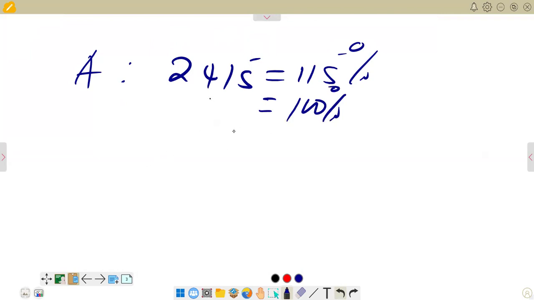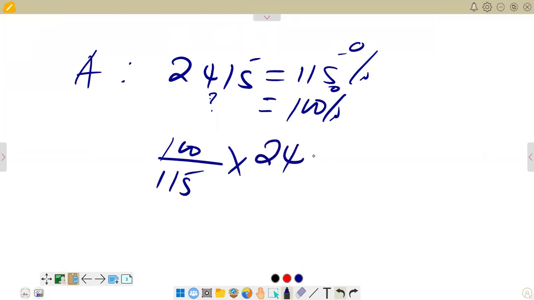Just use simple proportion, whereby your 100 will be your numerator. This is the figure that we don't have. So what we don't have over what we have, which is 115, and then we multiply by the given figure, which is 2,415. Let's see what we get. 100 divided by 115, and then the answer that we get multiplied by 2,415. Obviously you're going to get 2,100. So your answer here is 2,100.